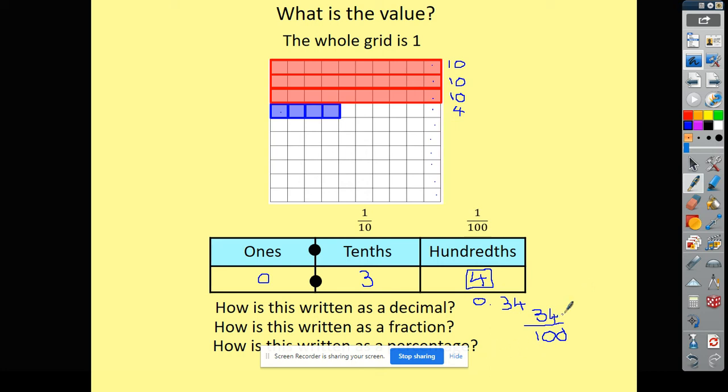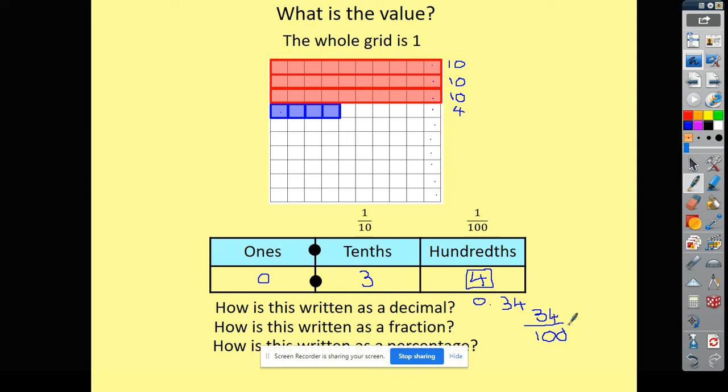Now I know that we can simplify that because straight away I'm sitting there thinking, oh, that's an even number. That's an even number. I know that I can simplify it. But at the moment I'm not going to, because actually I want to use this to help me find out how to write it as a percentage.